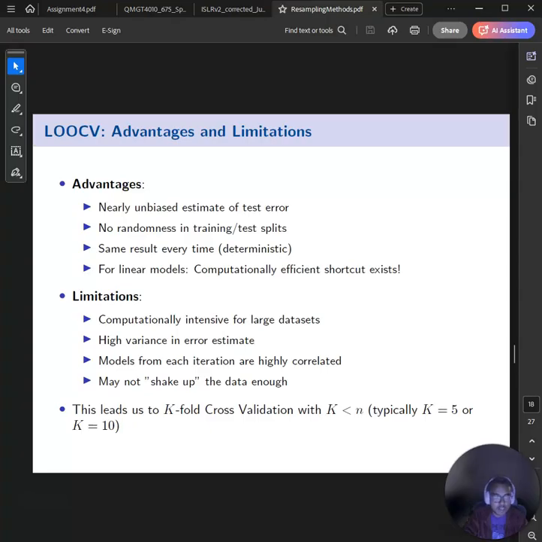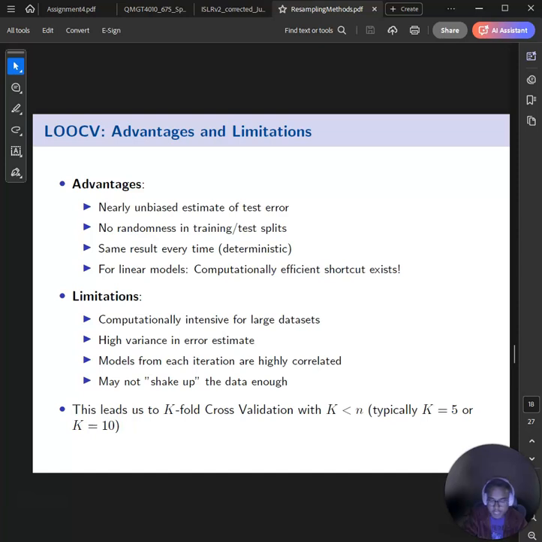But it has its share of pros and cons. On the positive side, LOOCV gives us a nearly unbiased estimate of test error. There is no randomness in how we split our data. We use every possible training-testing split combination, which means that we get the same result every single time, and it's completely deterministic. Another advantage for linear models specifically is that there's a computationally efficient shortcut where we don't actually need to fit n separate models. However, LOOCV does have some important limitations.